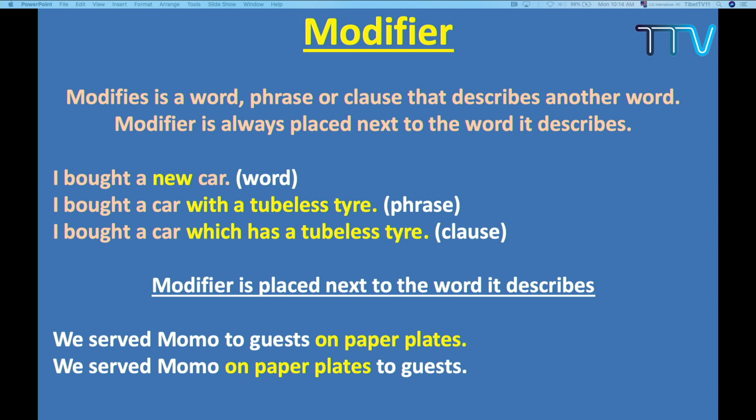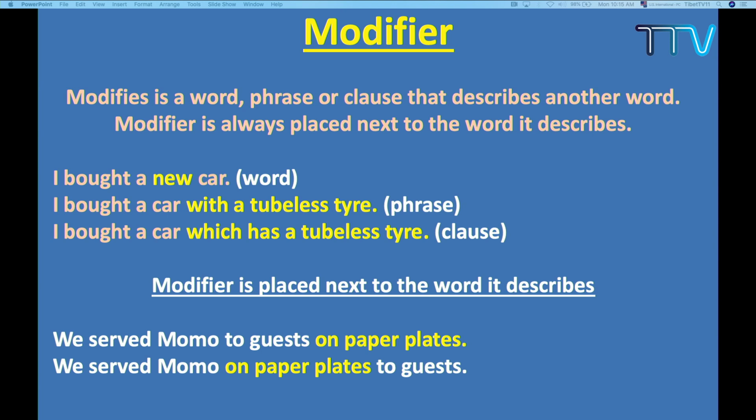The third one: I bought a car which has a tubeless tire. I am talking about the same car, but I use a different modifier: one word, second a phrase, and third a clause. This is a clause because it is a group of words which has a subject and verb. Which is the subject, has is the verb. So, this is word, phrase, clause.